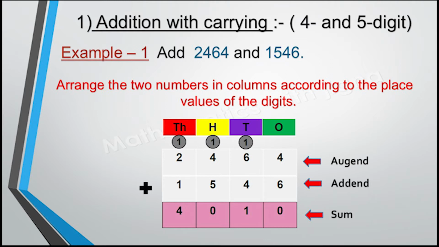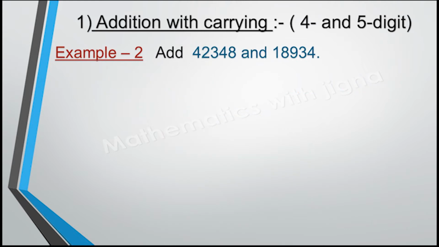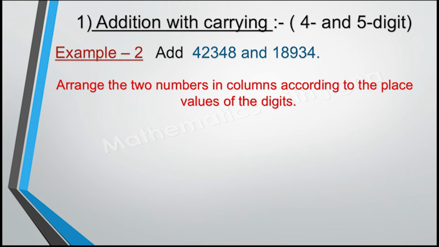Thus 2464 plus 1546 is equal to 4010. Let's do one more example. Add 42,348 and 18,934. Here both the numbers have 5 digits.